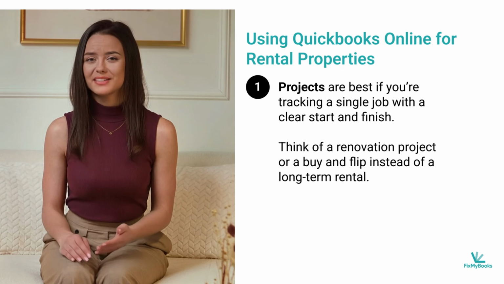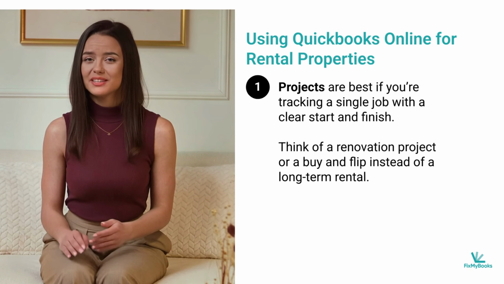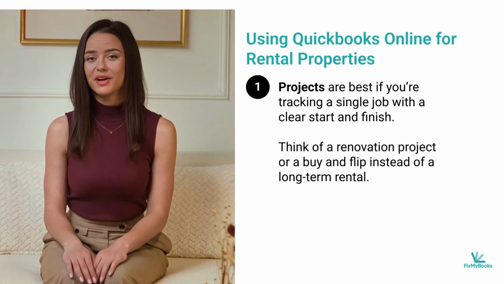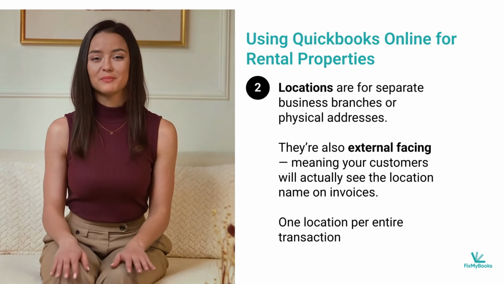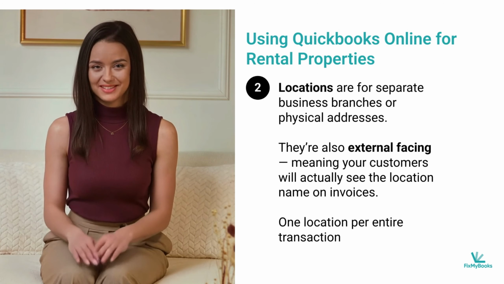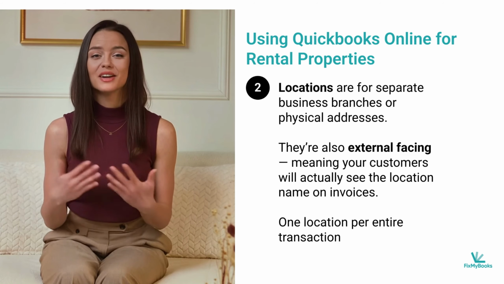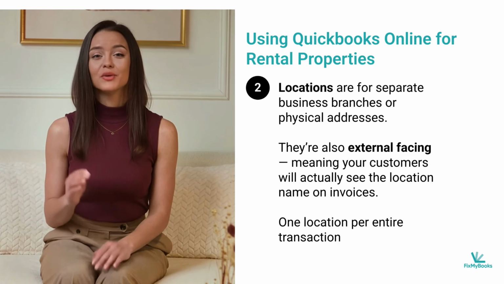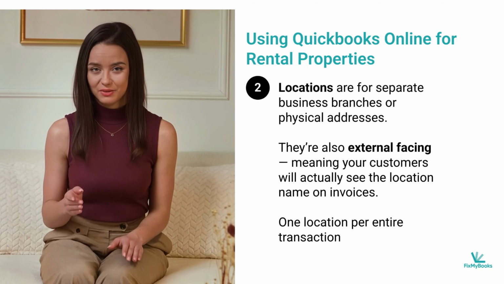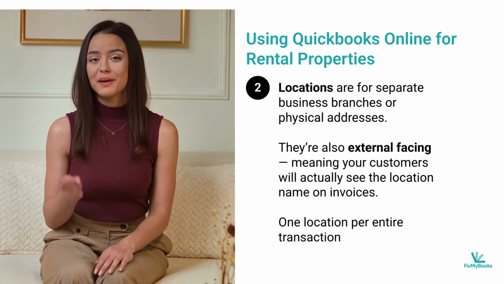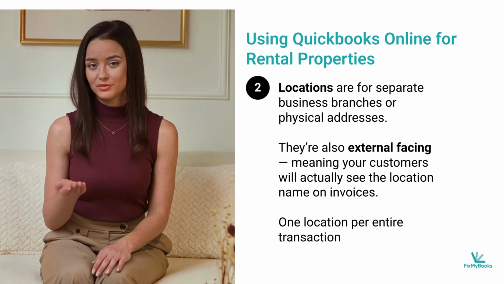So, projects are best if you're tracking a single job with a clear start to finish. Think of a renovation project or a buy and flip instead of a long-term rental. Locations are for separate business branches or physical addresses. They're also external facing, meaning your customers will actually see the location name on invoices. You can only add one location per entire transaction, which is not great if you have, let's say, one repair expense, like a plumbing invoice that needs to be split across 2 different units.